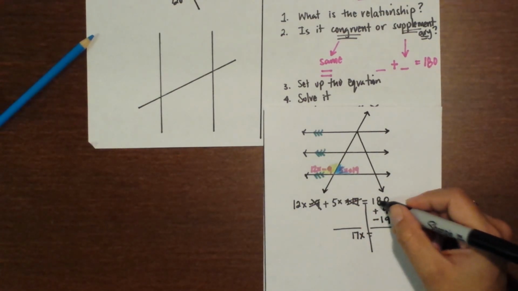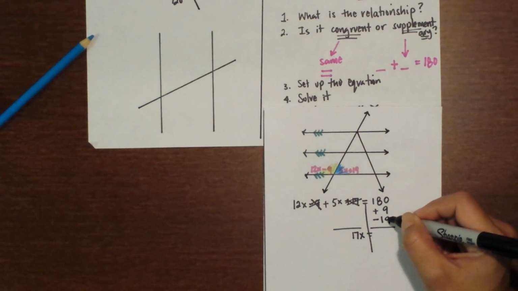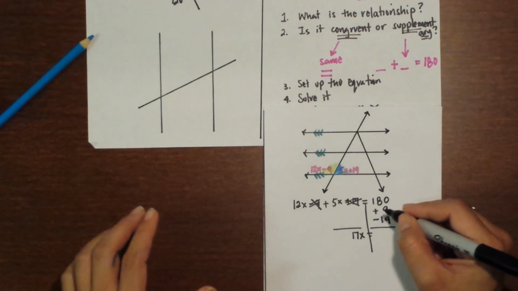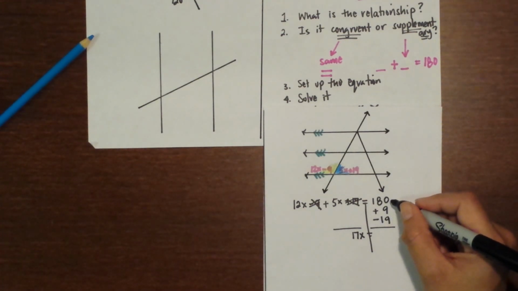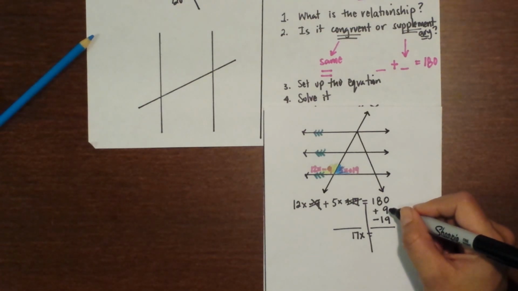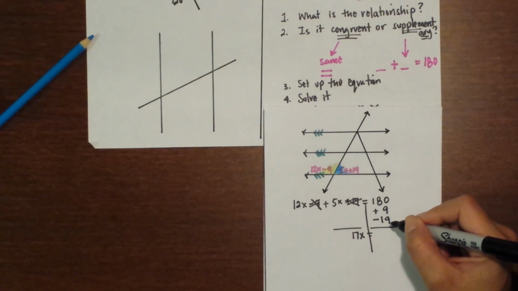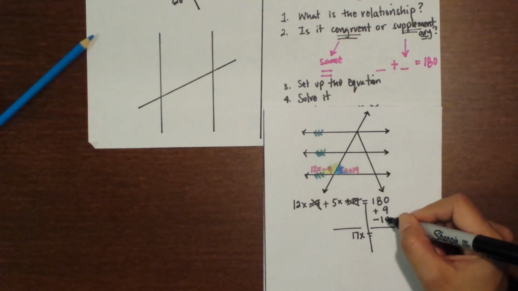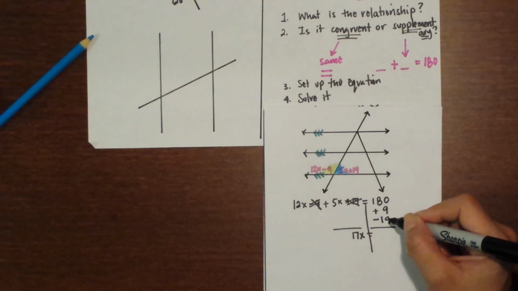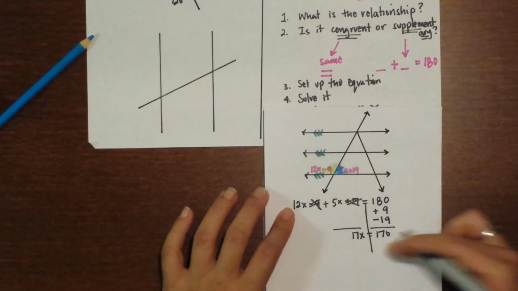17x. Then 180 plus 9 is 189, minus 19 is 170. Sorry, I blanked for a quick second. All right, 17x equals 170.